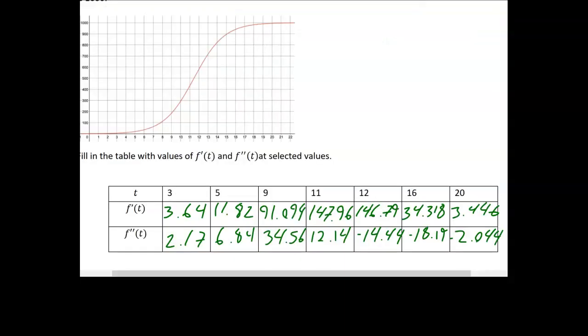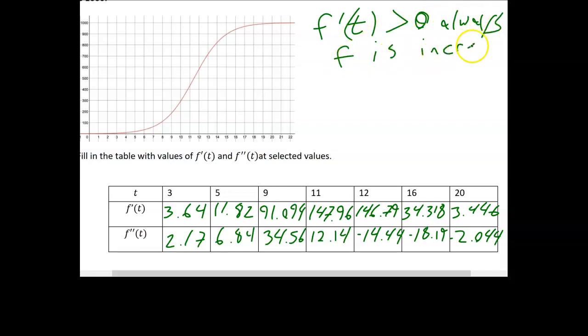So I filled out the table using just the values off of my calculator, and I noticed two things. First is that f prime of t is always positive, right? So greater than 0 always. That means f is always increasing. And we can see that from the graph, right? Pretty clear that f is always increasing. But f double prime switches signs between 11 and 12, right, in this interval.